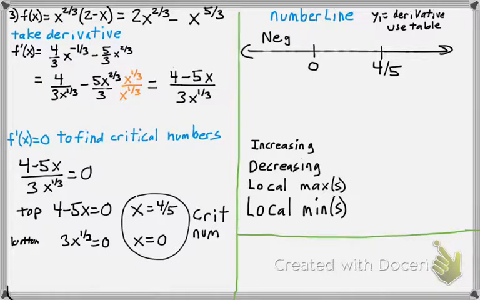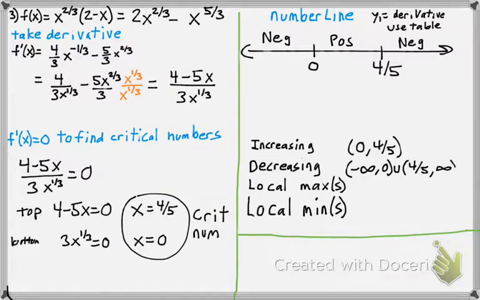If you plug in a number between 0 and 4/5, like 2/5, you should get a positive number. And if you plug in a number greater than 4/5, like 3, then you should get a negative number. Again, you can do this by using the table, or you can just plug them in manually. So the regions where it's increasing would be from 0 to 4/5. Where it's decreasing, this would be from negative infinity to 0. And then from 4/5 to infinity.